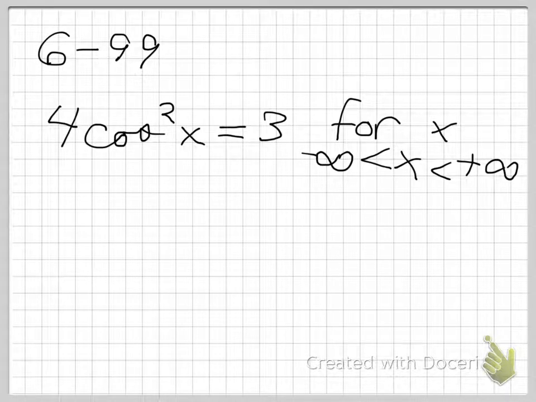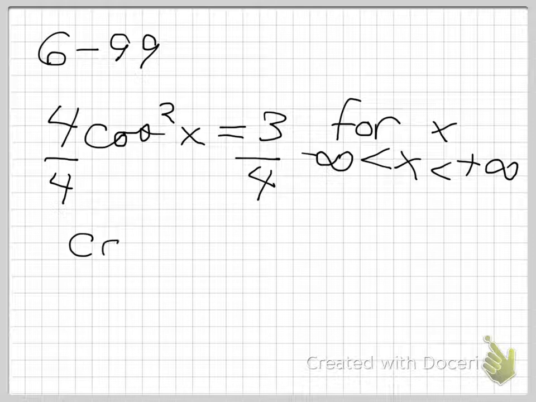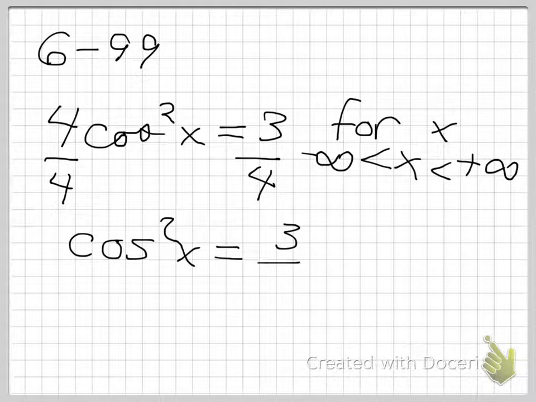This is problem 6-99. 4 cosine squared x equals 3, and we're trying to solve for all values of x from negative infinity to infinity. We would begin by dividing both sides by 4. Of course, that gives us cosine squared x equals 3/4. And to get rid of the cosine squared, we would square root both sides.